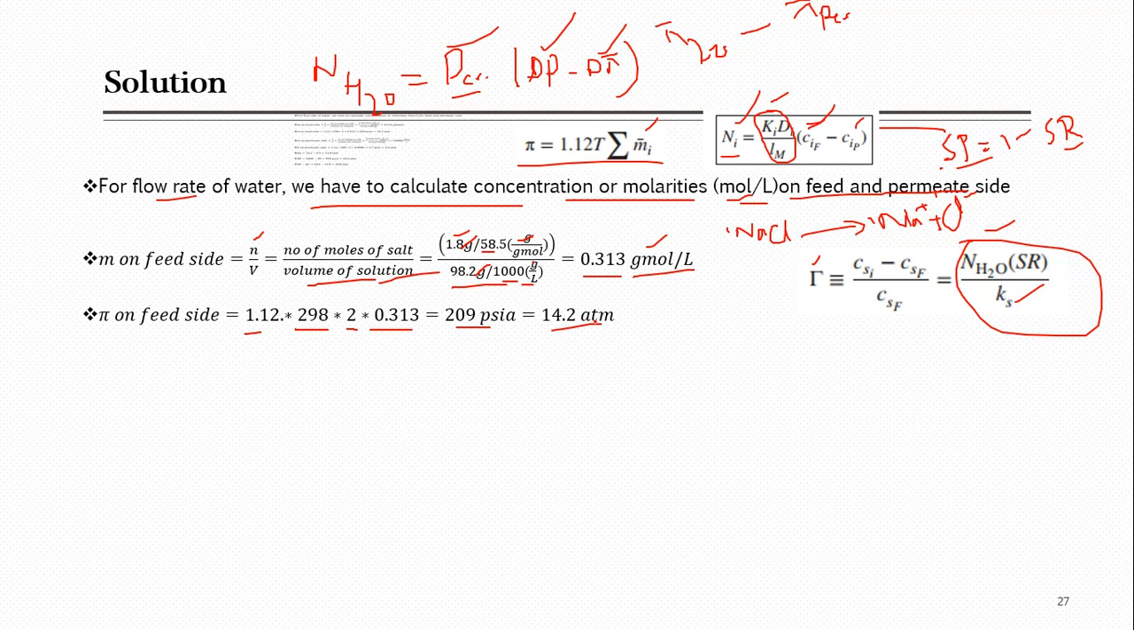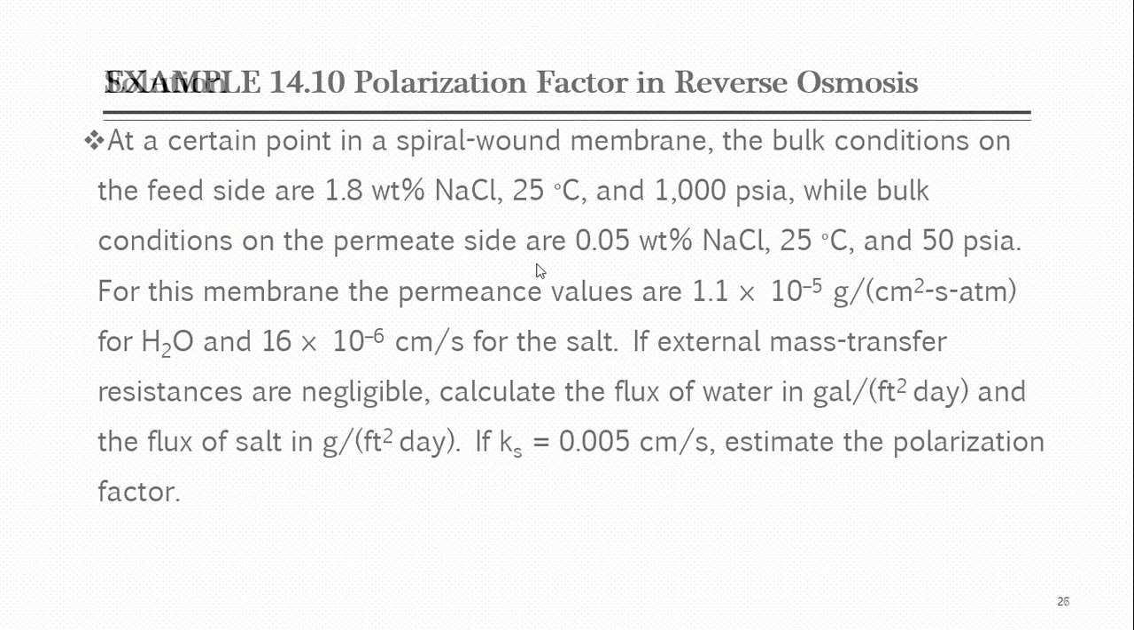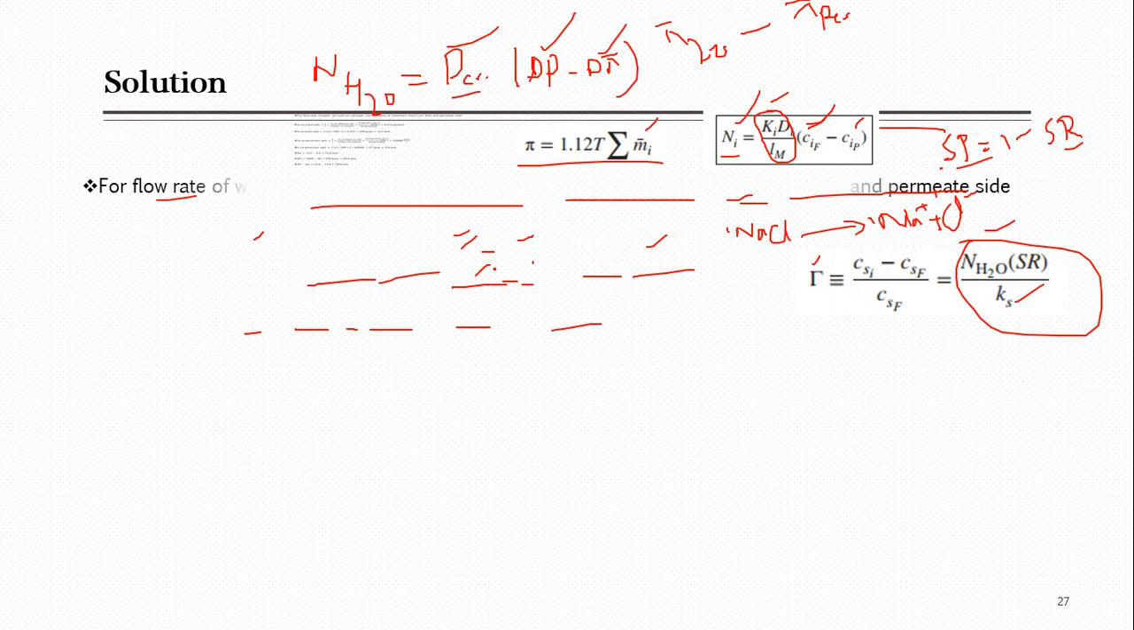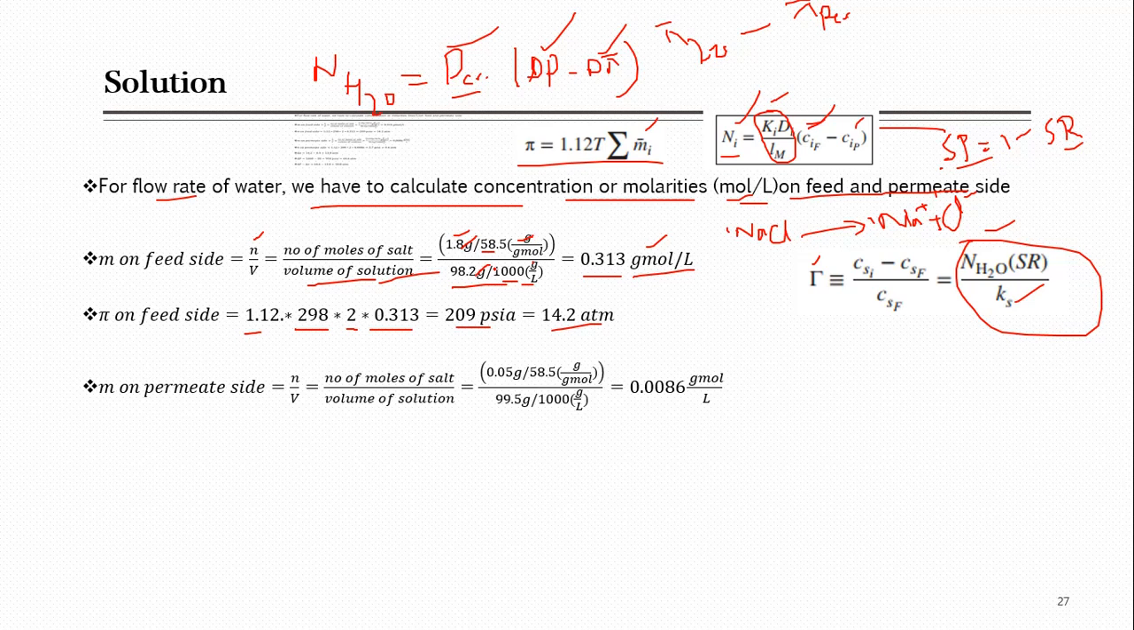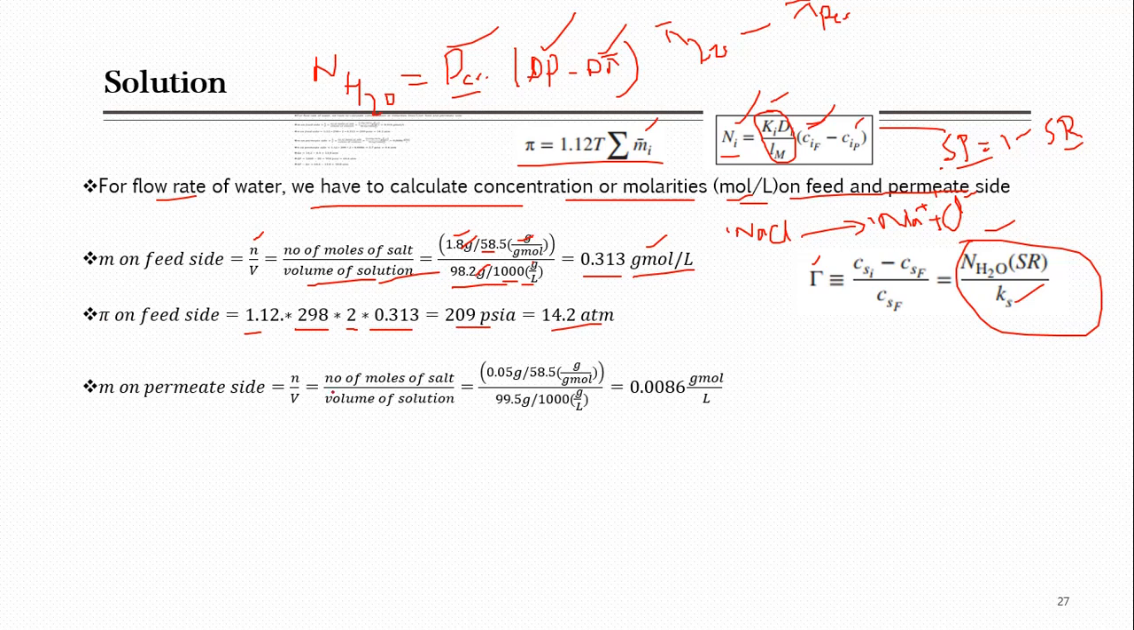Why? Because there is an atmospheric unit somewhere in the permeance. Here you can observe there was some unit of atm. So due to this, I have just converted that value from psi to atm. Next, the same process will be adopted on the permeate side. So on the permeate side, we need the number of moles over the volume of the solution, and the number of moles of the salt.